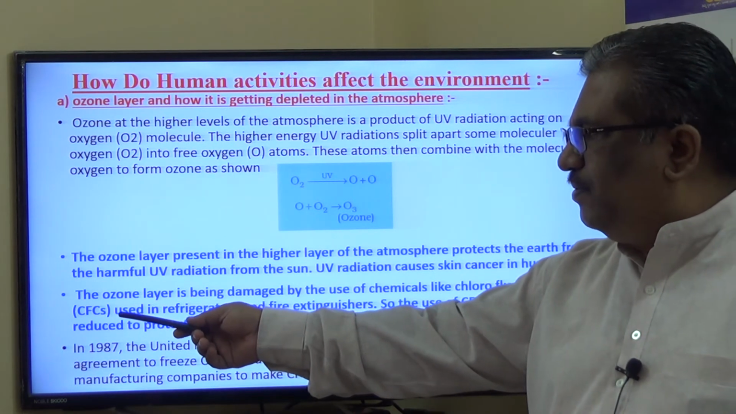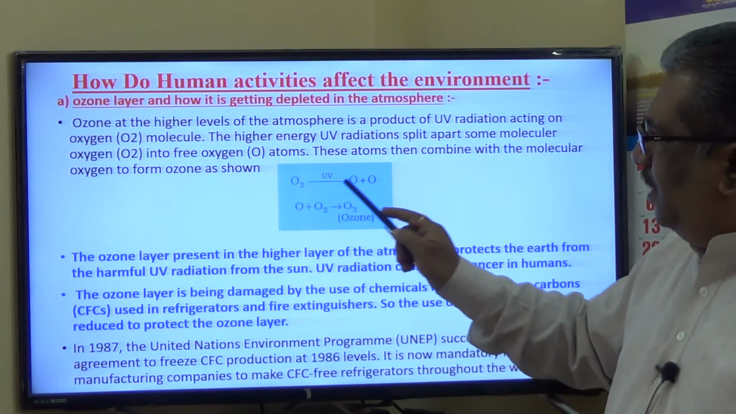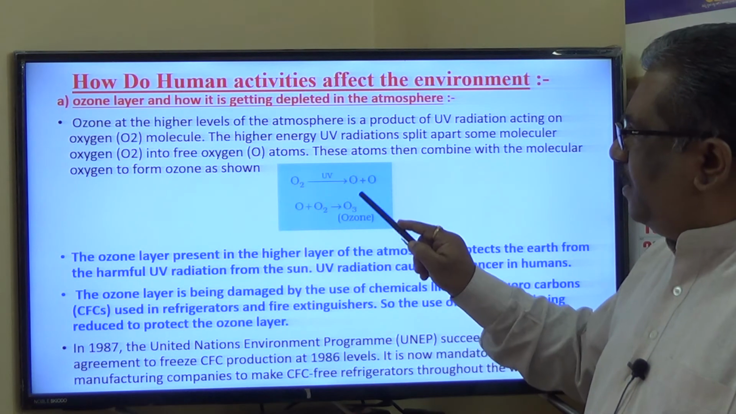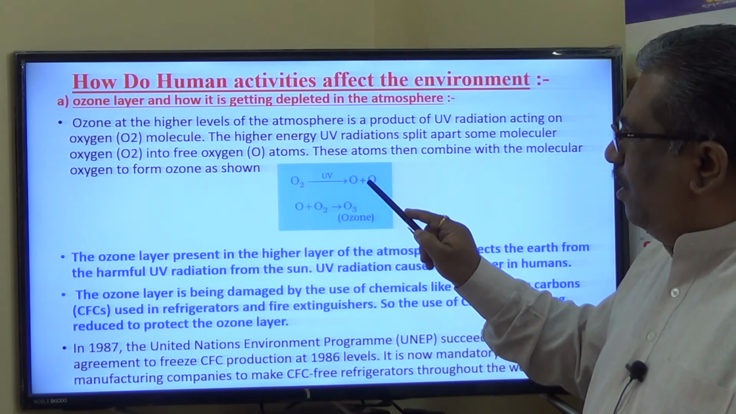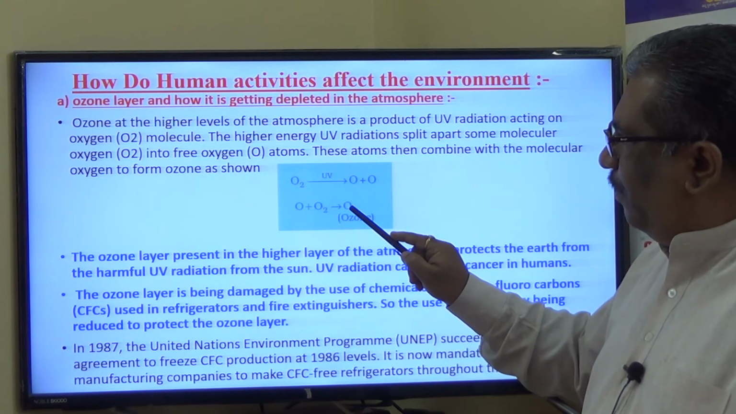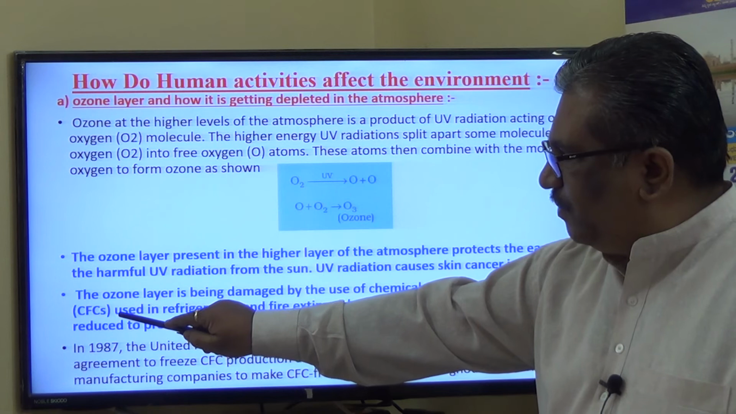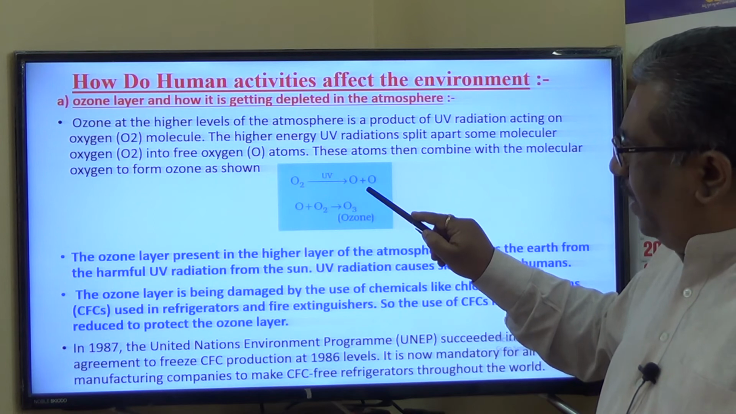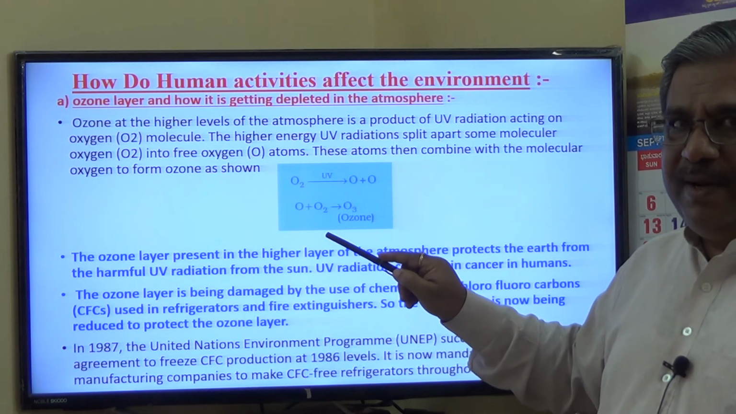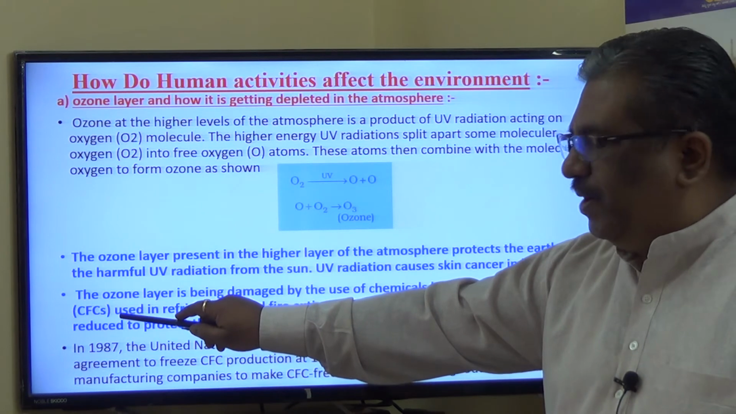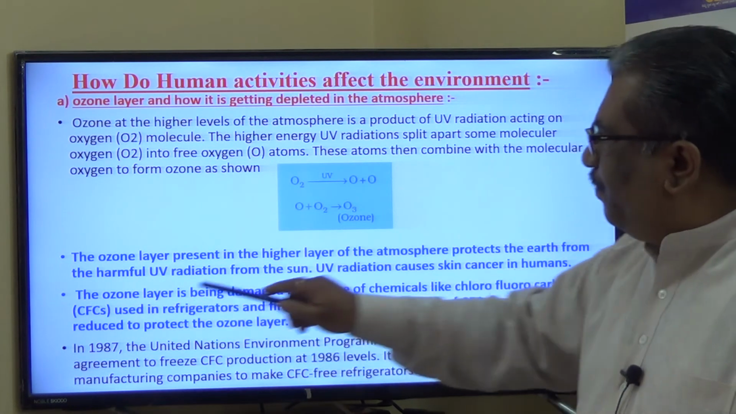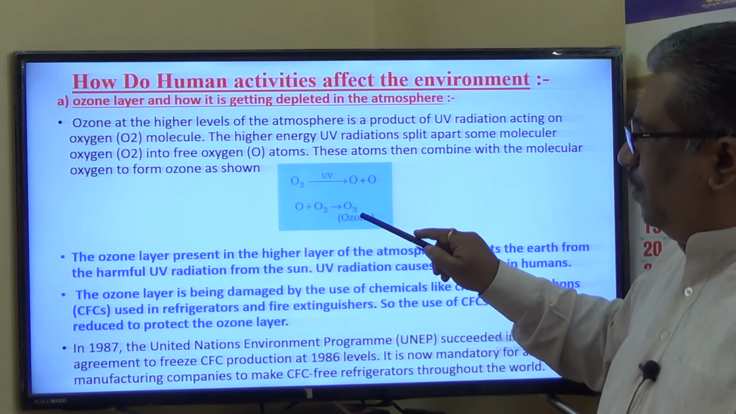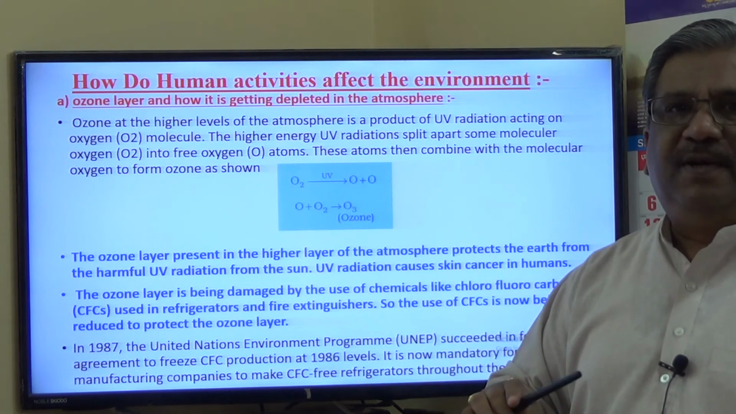But what happens when we use these CFCs? See here, generally when oxygen molecules split into nascent oxygen atoms, we expect the reactive nascent oxygen atoms to react with O2 to form the O3 molecule. But when the CFCs are released into the atmosphere, these chlorofluorocarbons will react with nascent oxygen and prevent formation of the ozone layer. I hope you are able to understand. Chlorofluorocarbons, when released into the environment or atmosphere, react with this nascent oxygen and thus prevent formation of the ozone layer, and therefore the depletion of the ozone layer takes place.